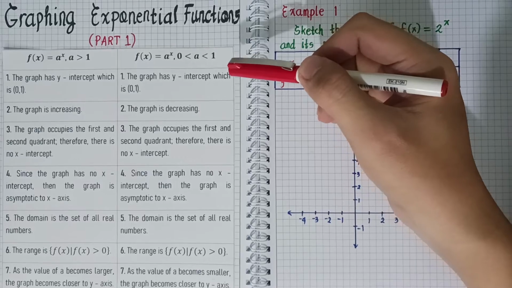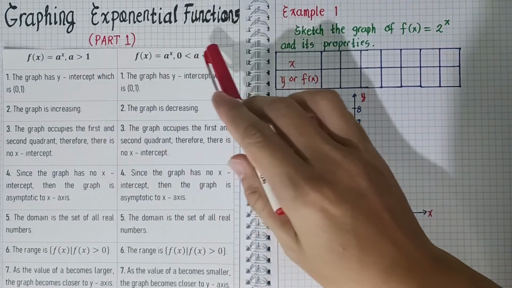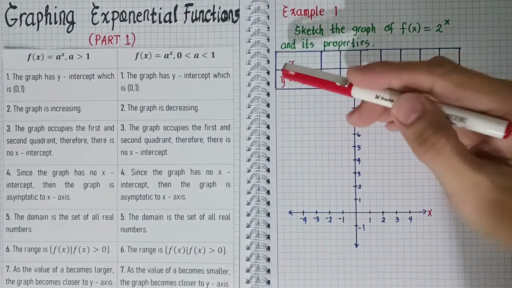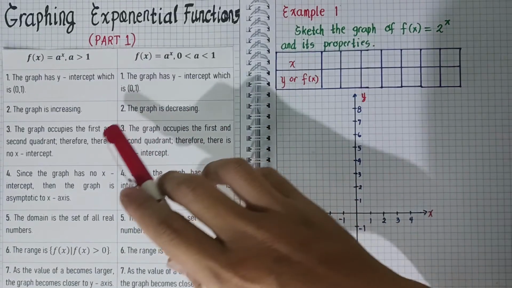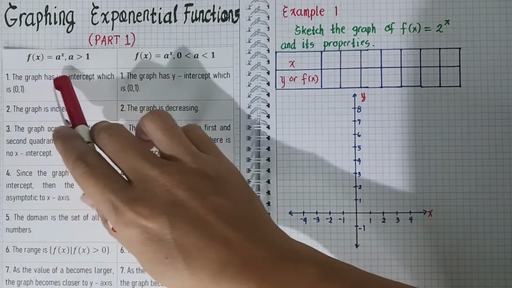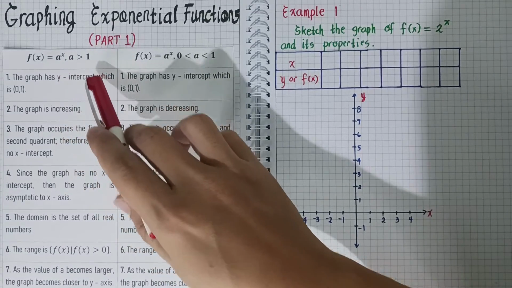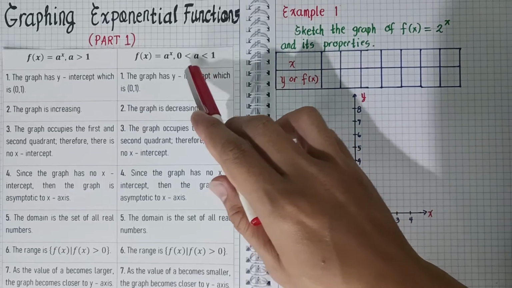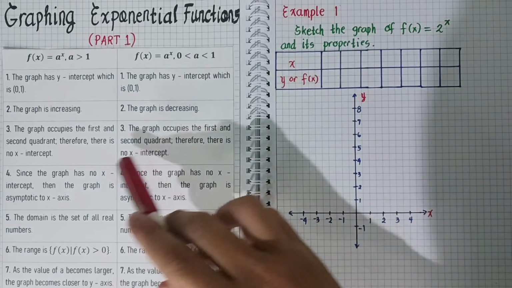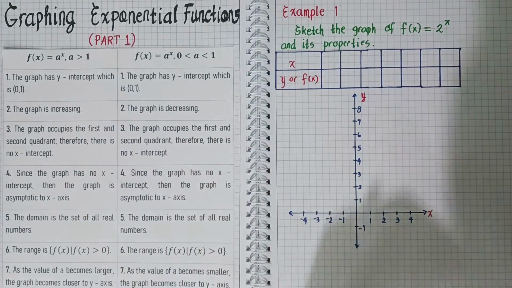For today's video, I will show you how to graph exponential functions. We have here two examples. Okay, so let's differentiate the properties for f of x equals a to the x where a is greater than 1, and f of x equals a to the x where a is greater than 0 but less than 1. So we have here 7 properties.